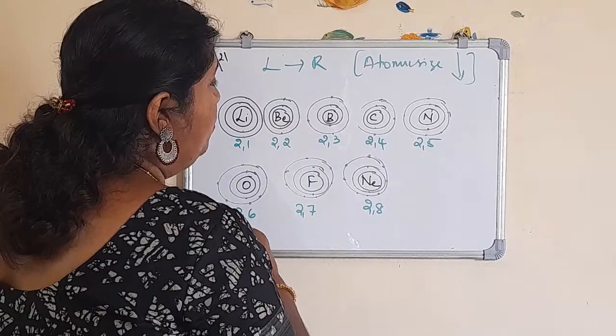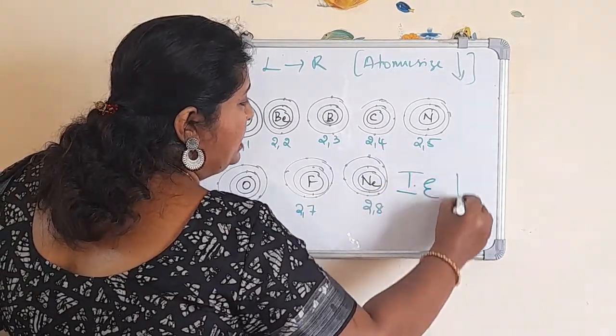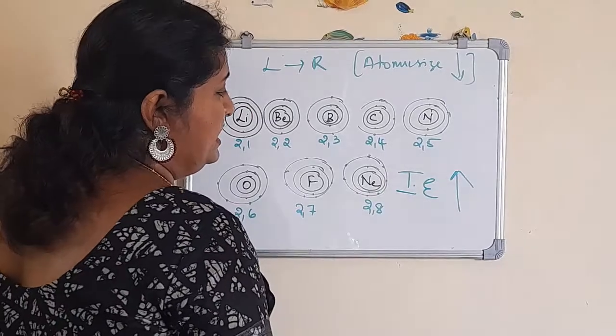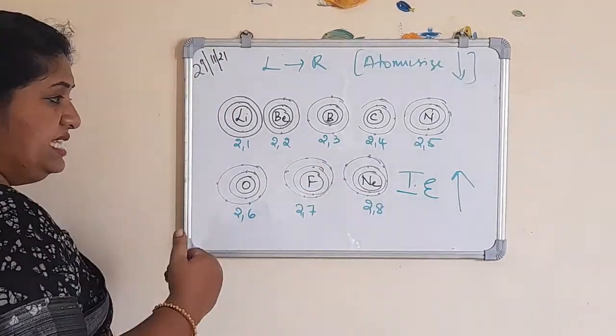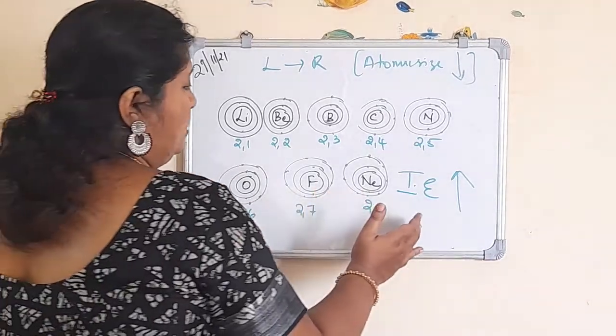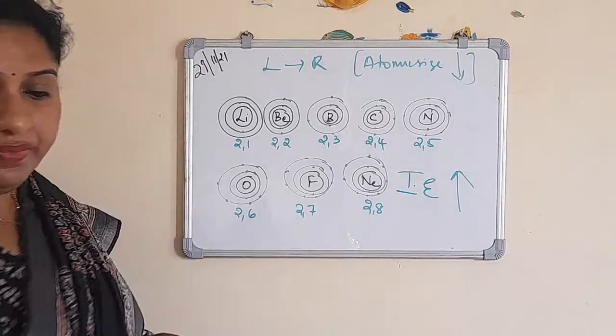So as we move from left to right across the period, ionization energy increases. From top to bottom, ionization energy decreases, and from left to right across the period, ionization energy increases.